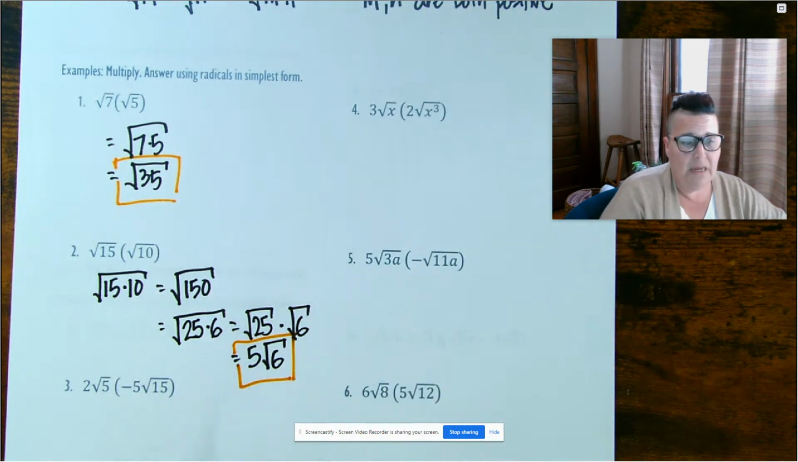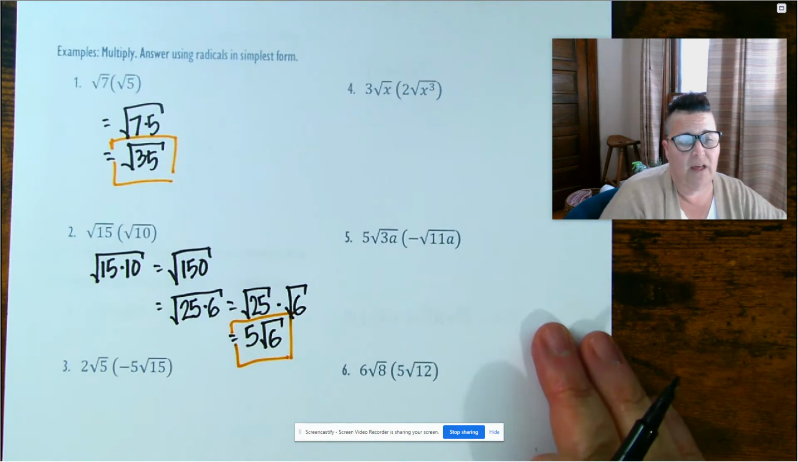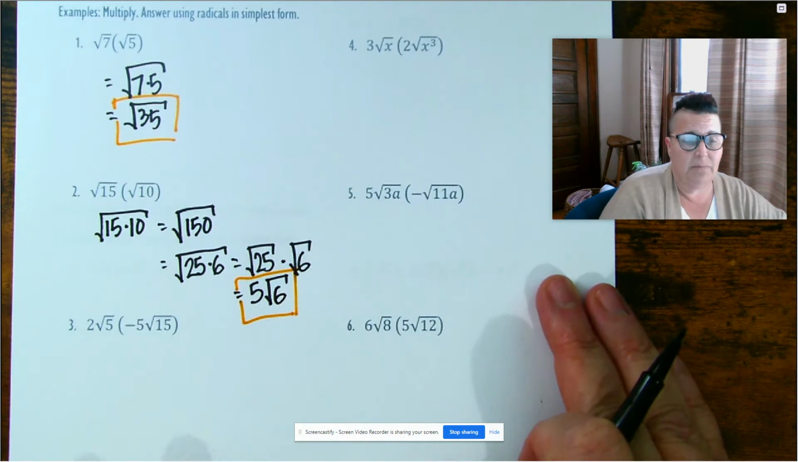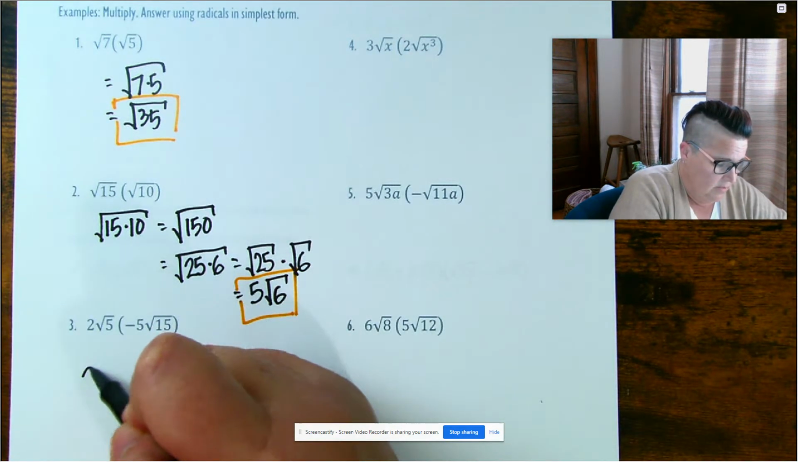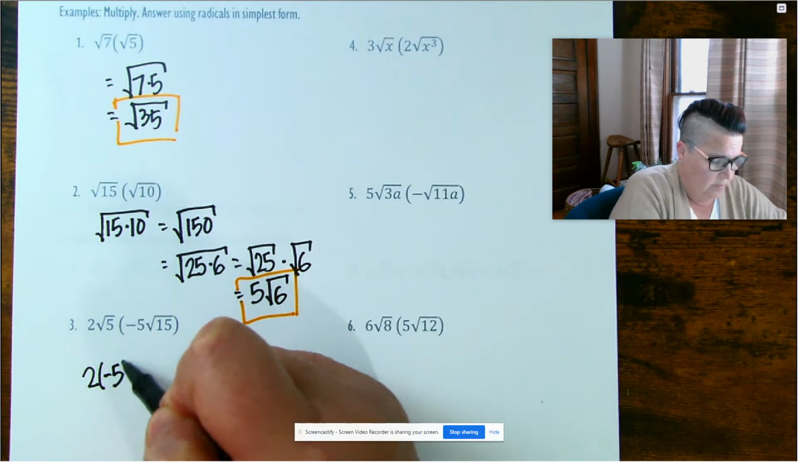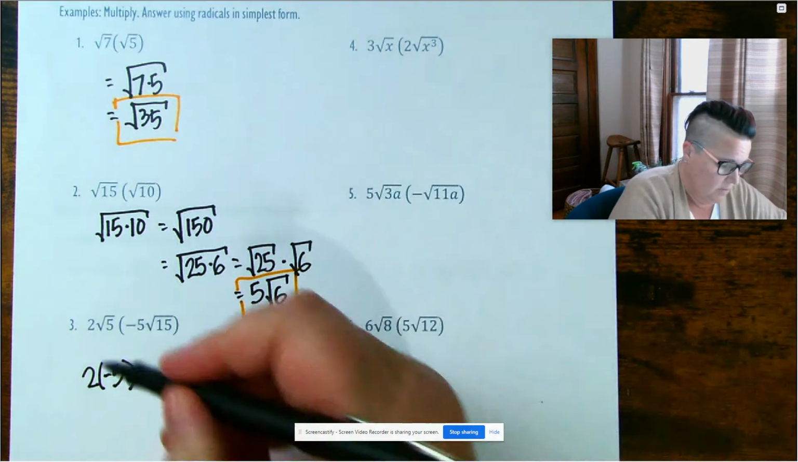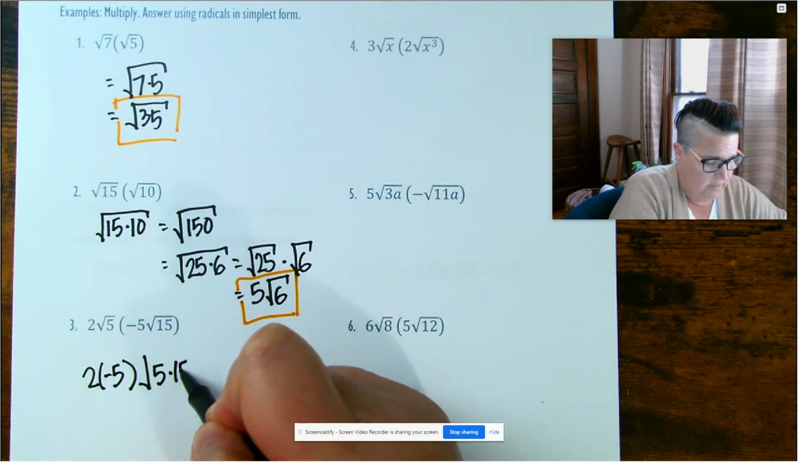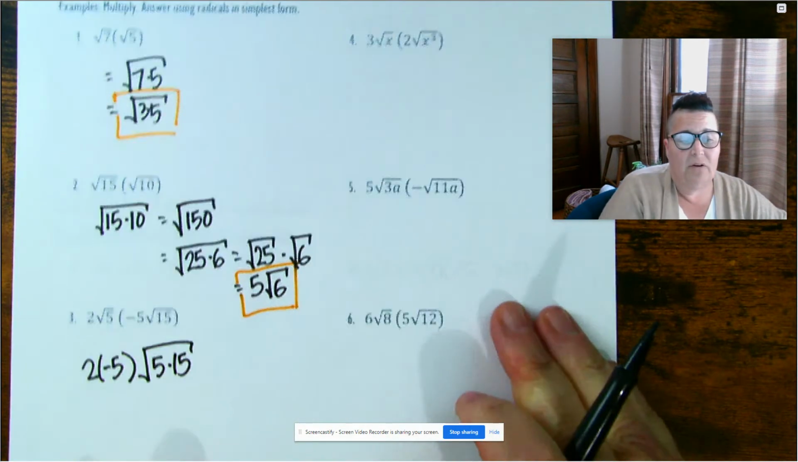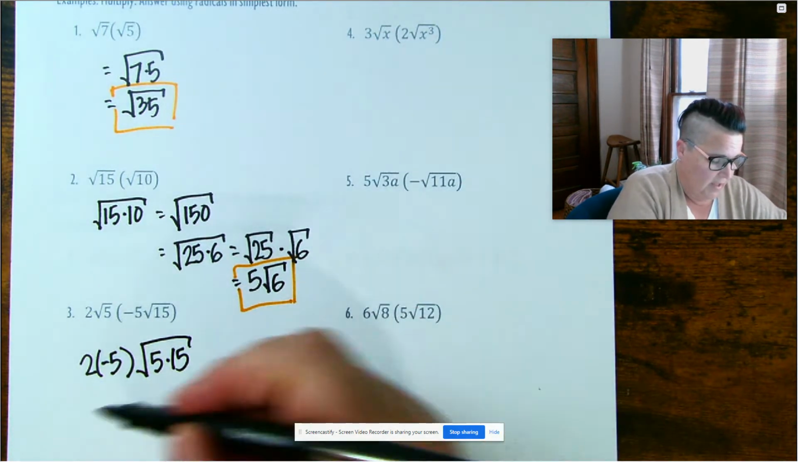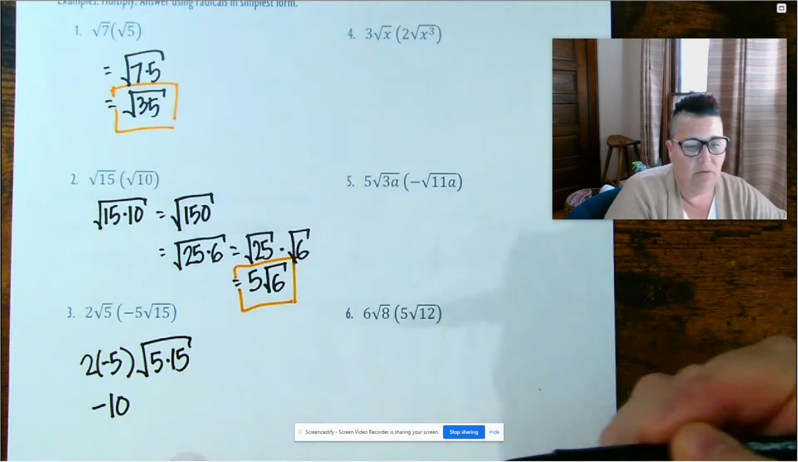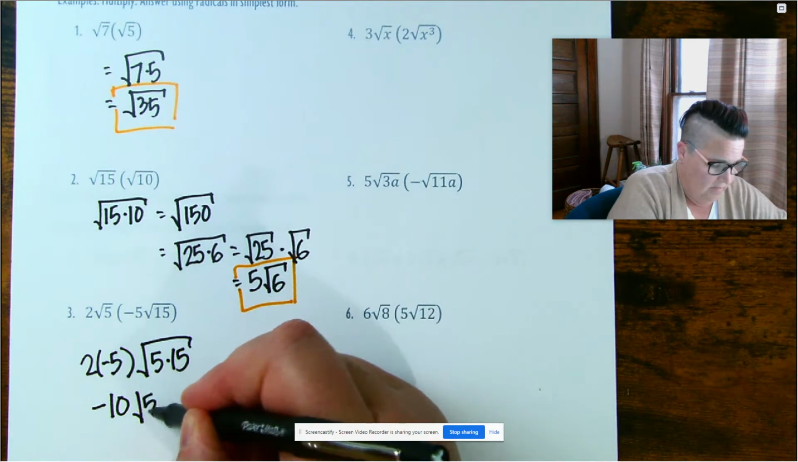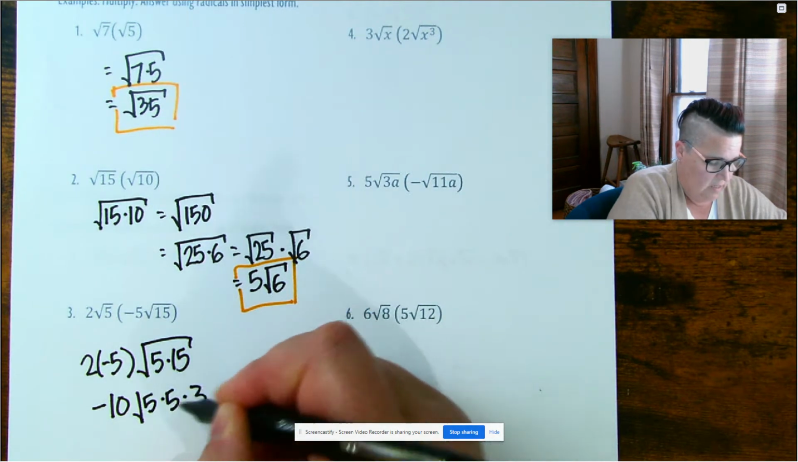For number 3, we have 2 times the square root of 5 times a negative 5 times the square root of 15. To simplify this, we multiply the 2 times the negative 5. Both of them are outside of the square root. This would be times the square root of 5 times 15. Now, 2 times a negative 5 is a negative 10. I can do that multiplication. I can break down the 15, so I have 5 times 3.